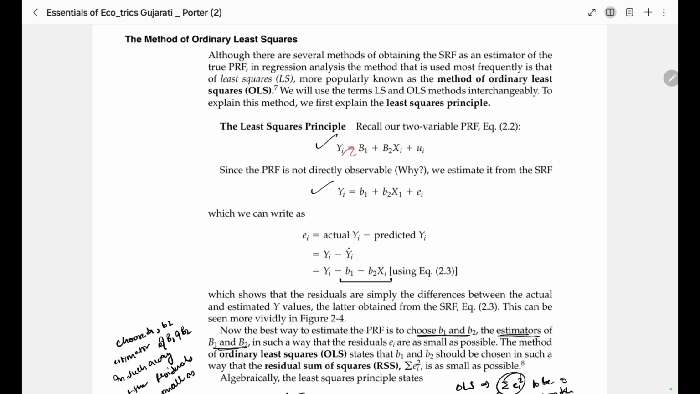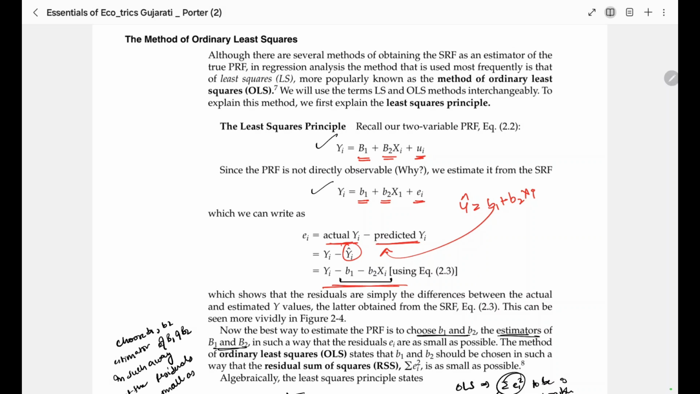So here we had our equation, the PRF equation, with capital beta 1, capital beta 2 and this error term, and we had our sample also, with small beta 1, small beta 2, and the residual term. We also discussed that the residual is the actual minus the predicted, or actual minus what we estimated, that is y hat. We had y hat equal to beta 1 plus beta 2 xi, right? So we substitute it here, and we get this equation.